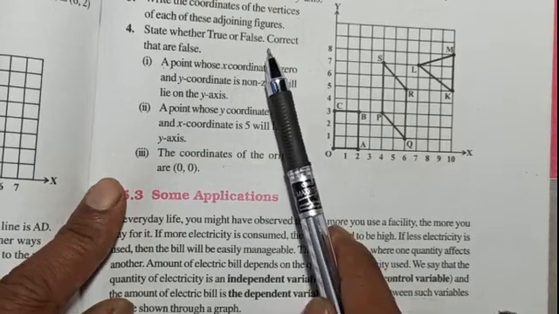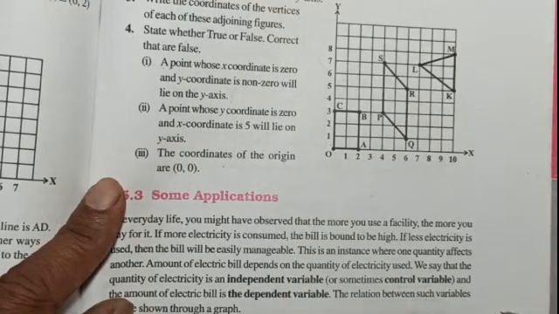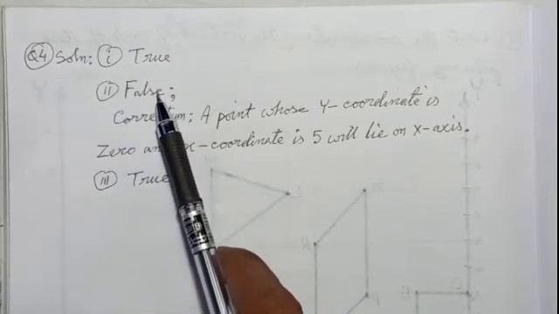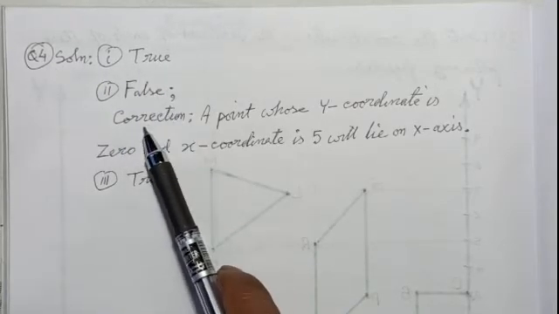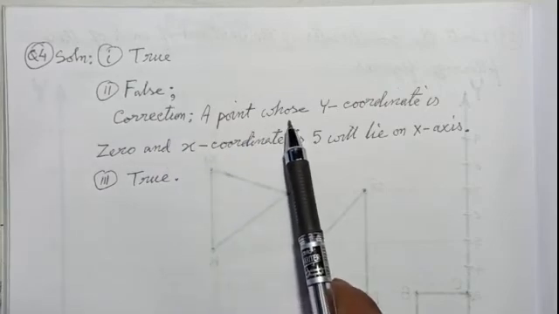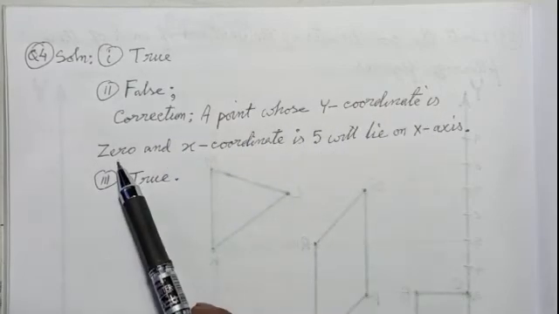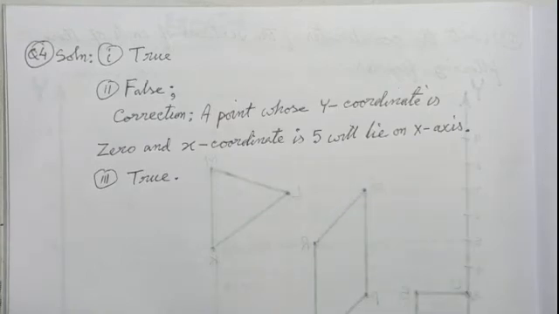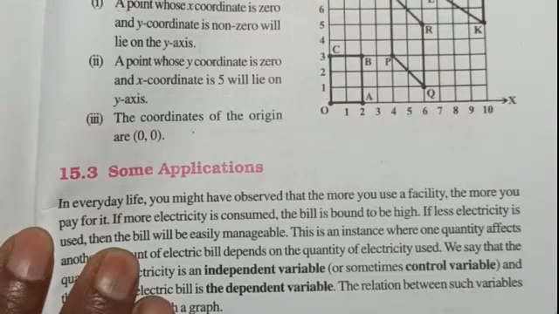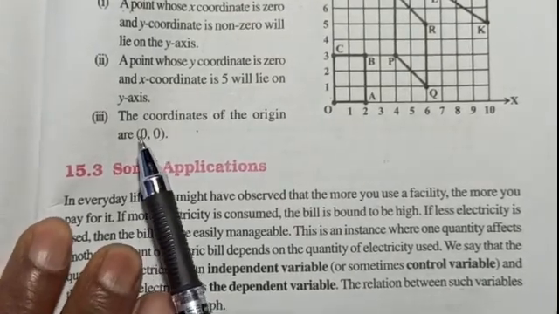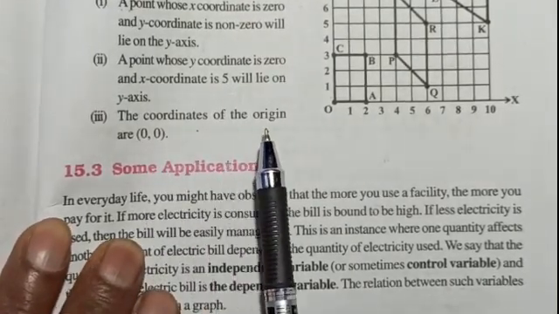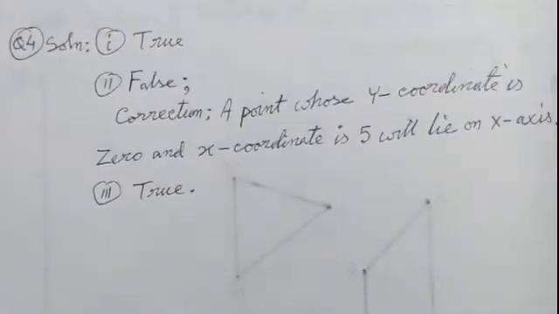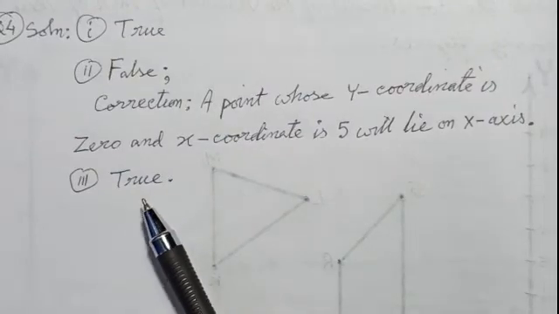Now let's write this. So question number 4, Roman number 1 true, Roman number 2 false, and this is the correction: a point whose y-coordinate is 0 and x-coordinate is 5 will lie on the x-axis. Now Roman number 3, the coordinates of the origin are 0, 0. This is true. So we are writing true.